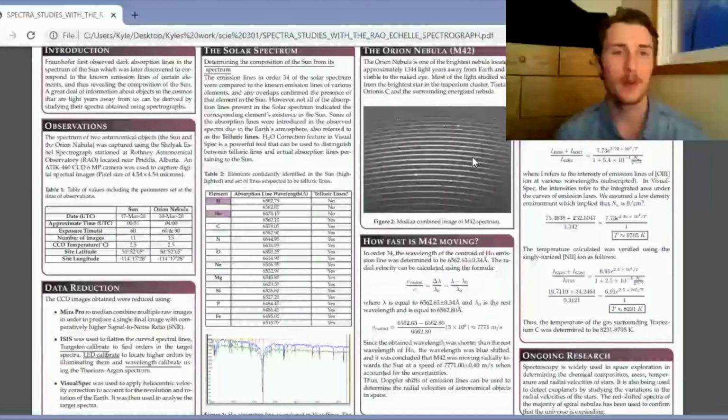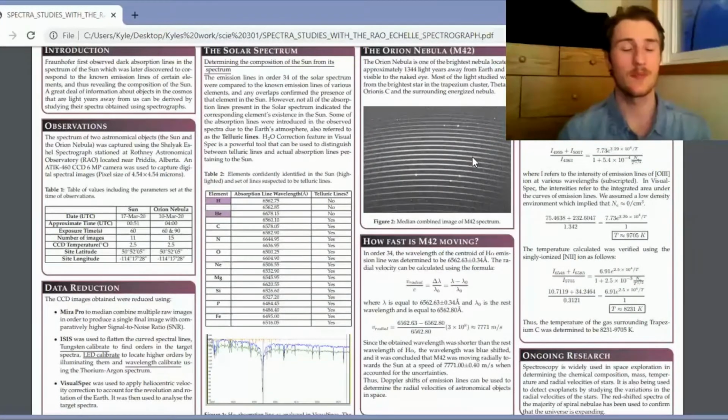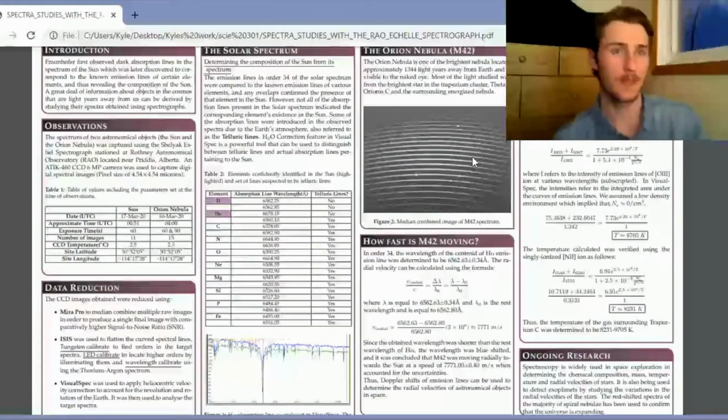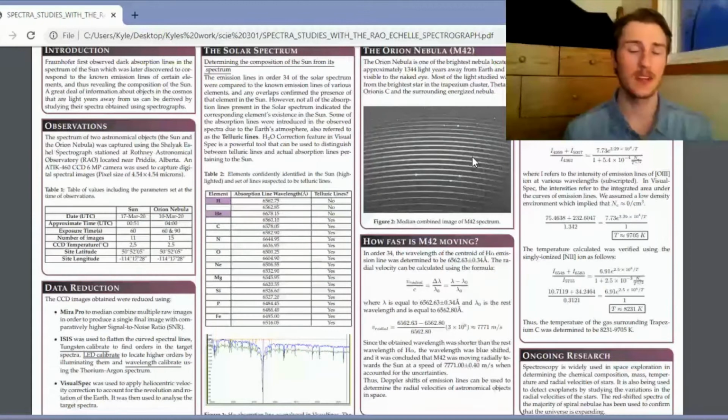The third column of our poster contains a more specific look at M42 and our findings concerning it. The Orion Nebula is one of the brightest nebulae in the sky, and is about 1,300 light years away from us. Despite this distance, you're still actually able to see the Orion Nebula from Earth with the naked eye.